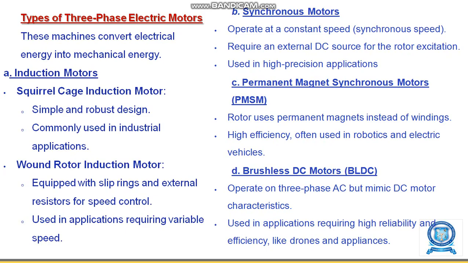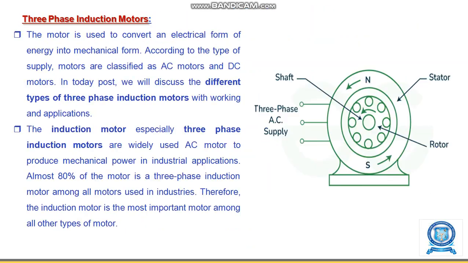Next one is the synchronous motor. It operates at constant speed. It requires an external DC source for the rotor excitation. Next one is the permanent magnet synchronous motor. The rotor uses permanent magnets instead of windings. High efficiency, often used in robotics and electric vehicles. Brushless DC motors operate on three-phase AC but have minimum DC motor characteristics, used in applications requiring high reliability and efficiency like drones.